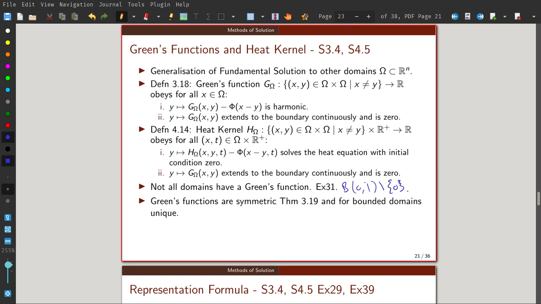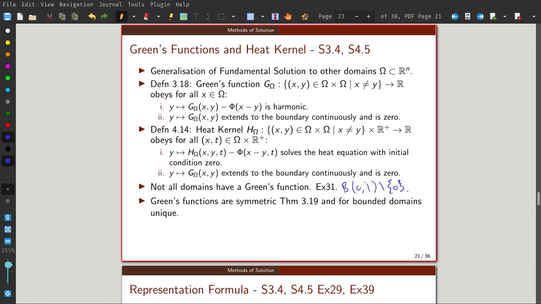You can see that from the next slide because we're going to see that if a domain has a Green's function, then the Dirichlet problem is always solvable. And we've seen that the Dirichlet problem is not solvable in this domain, therefore it cannot have a Green's function. So Green's functions are something a little bit special, but when we do have them, then we get very nice results about existence, right? We get this concrete formula to describe the solution.